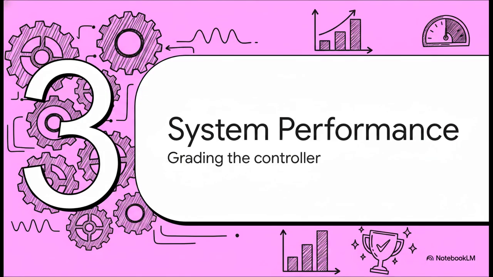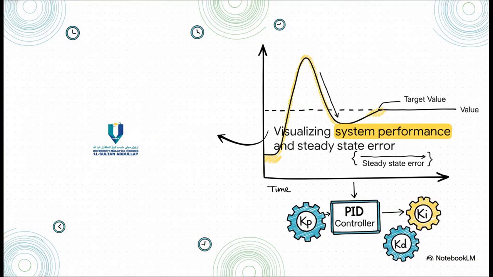Which brings us to section 3, measuring system performance. Basically, how do we actually grade this digital brain and know if our carefully tuned P, I, and D gains are doing a good job? When we visualize a system trying to reach its target over time, we grade it on a few key metrics.